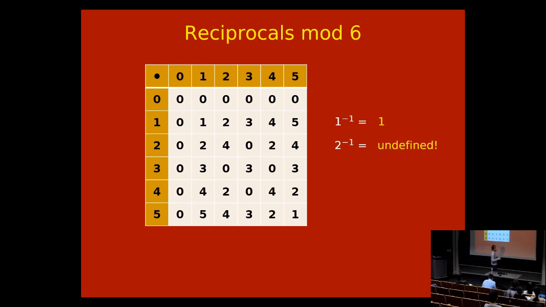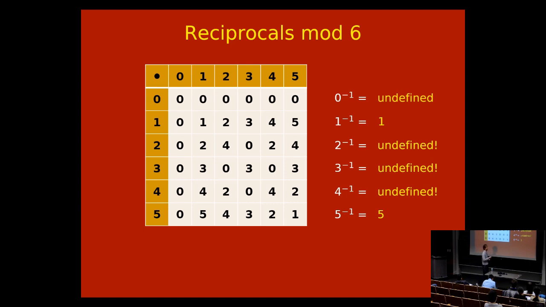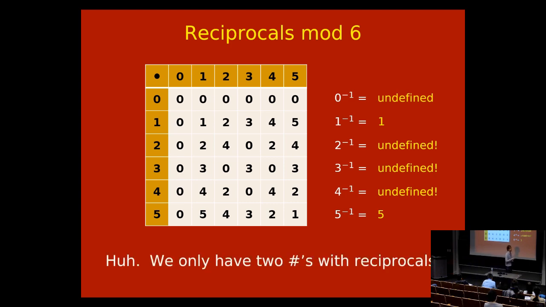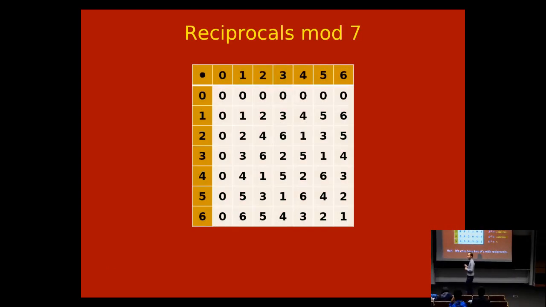Just like you can't divide by 0, you can't divide by 2, mod 6. And you can't divide by 3, and you can't divide by 4, although you can divide by 5. If you do 5 times 5, that's 25, which is 1 mod 6. Zero, of course, is still undefined. That was interesting. We only have 2 numbers that have inverses mod 6. Well, let's keep checking to see what happens.